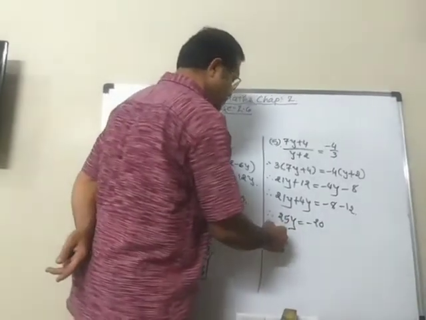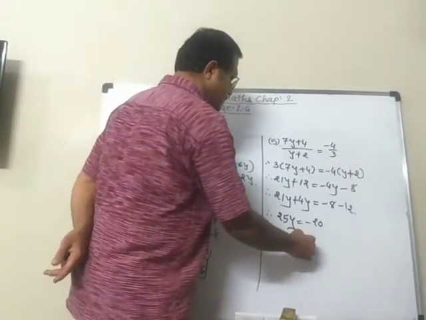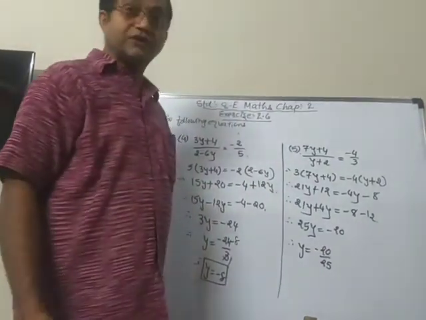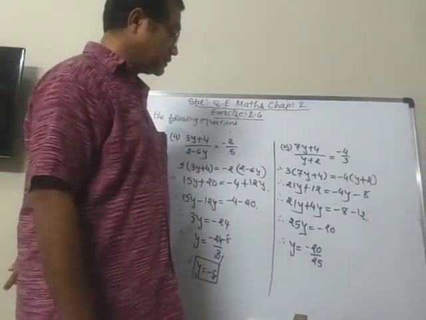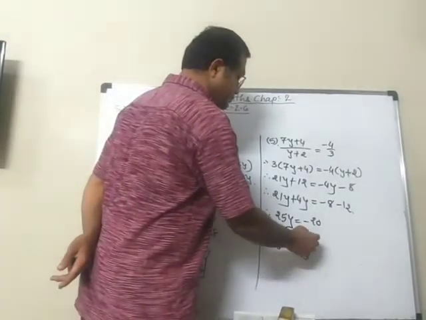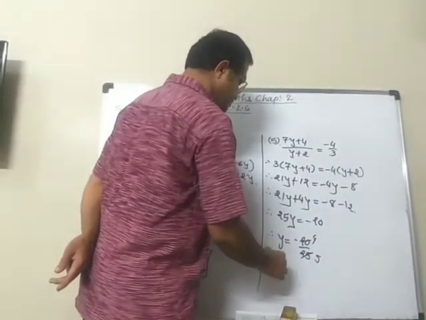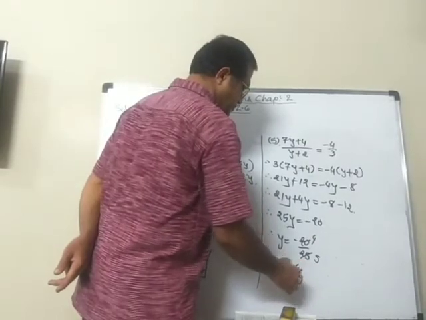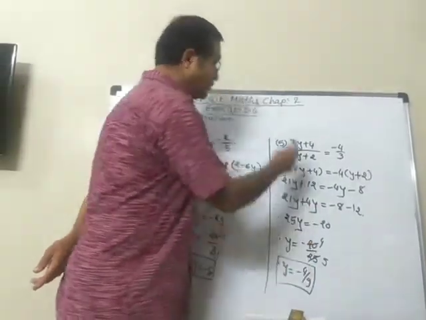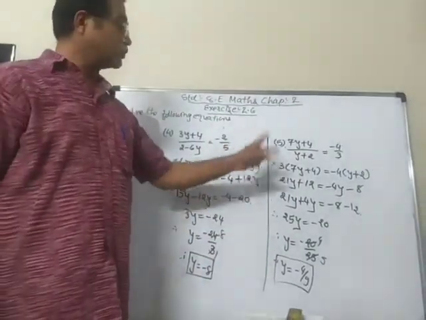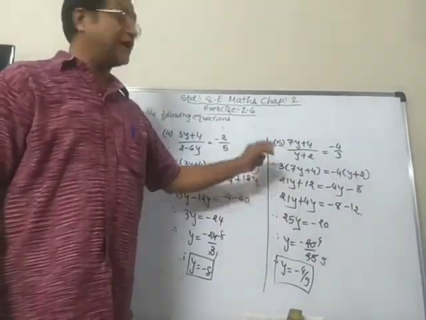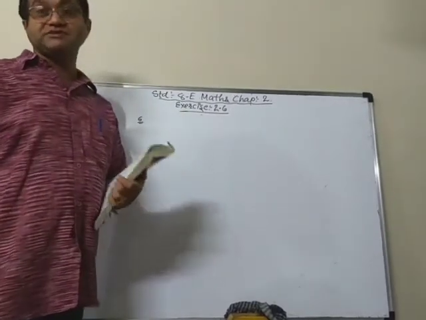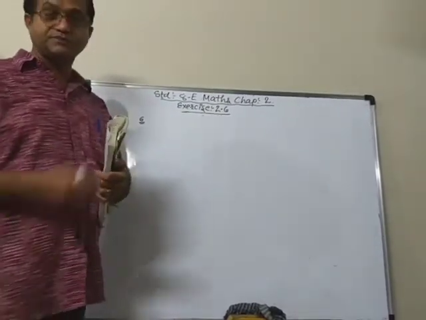And therefore y is equal to minus 20 upon 25. We can do the cancellation. 5 4s are 20, 5 5s are 25. Therefore your answer is y is equal to minus 4 upon 5. So here also we did the cross multiplication and simplified like the fourth sum. Now the sixth sum and the seventh sum are word problems.